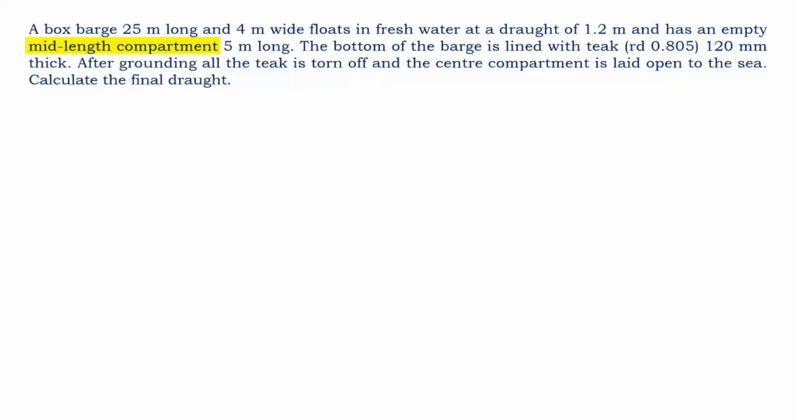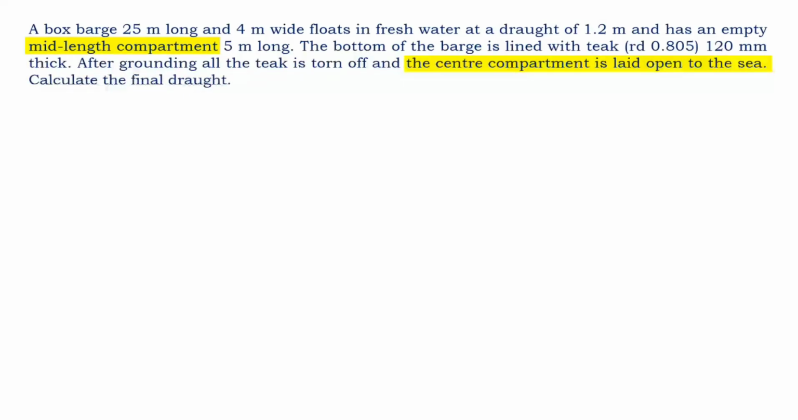After grounding, all the teak is torn off as if it has been damaged, and the center compartment is laid open to the sea. That means there is flooding in the midship compartment. We are supposed to calculate the final drafts. It is natural that a ship will sink down in the water by a certain amount, and it has been asked to determine the final drafts.